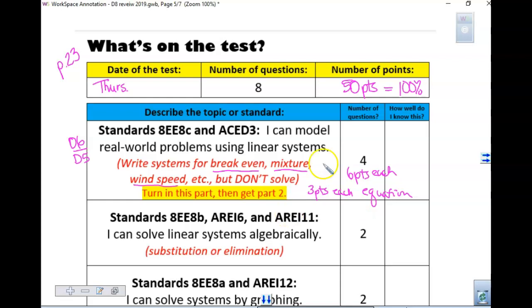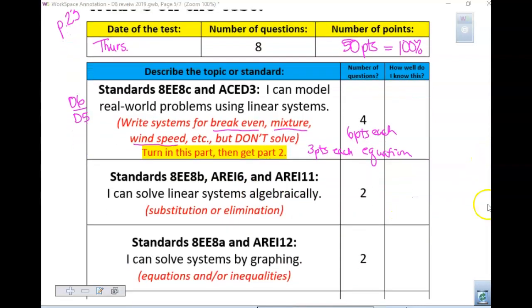The second standard that we are looking at is I can solve algebraically. I don't care at this point if you use substitution or elimination. So what you'll do is you'll take this part of the test, you'll turn that in. Once you break your 4 equations or your 4 problems, you'll turn that in. I'll give you another sheet of paper.